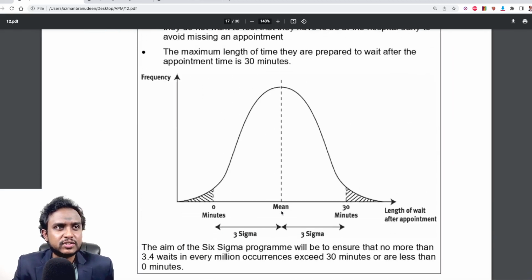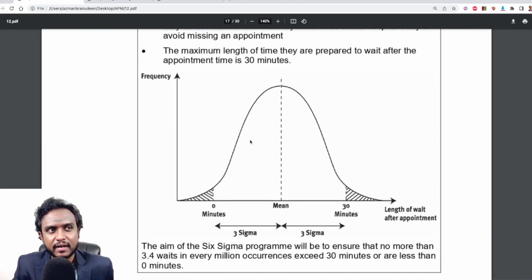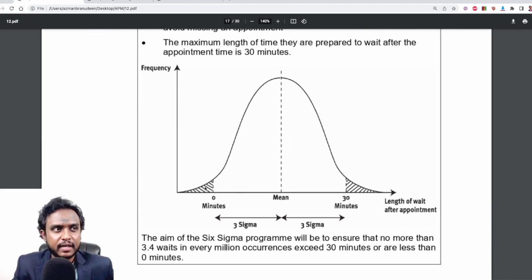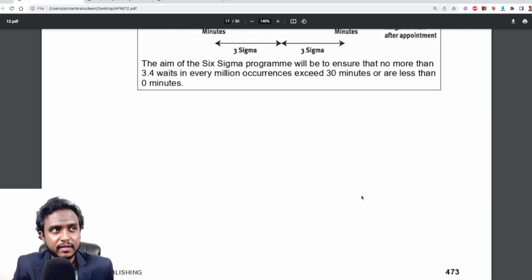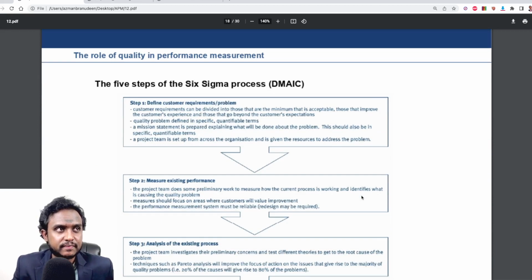So your book actually explains how the Six Sigma aspect is provided. In a normal distribution curve, this is a very hypothetical scenario. The two portions at the end, that is shaded, represent 3.4 defects out of 1 million occurrences. Now, for us, just knowing that is enough, that there is a target.